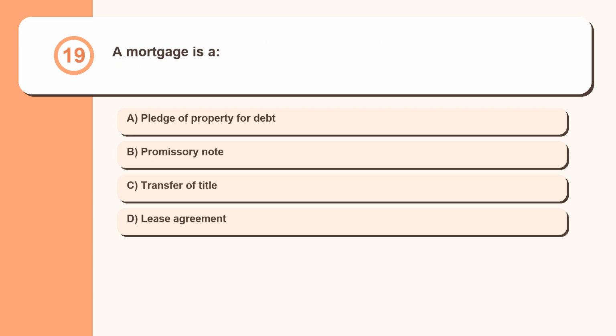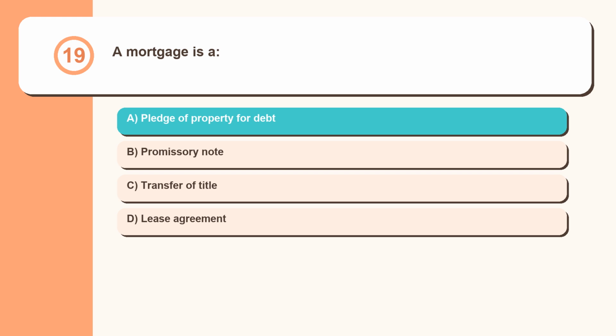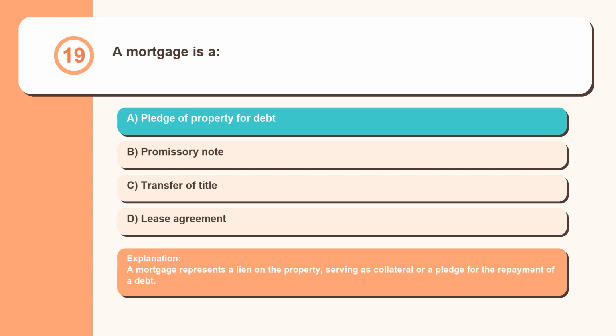Question 19. A mortgage is a pledge of property for debt, promissory note, transfer of title, lease agreement. A mortgage represents a lien on the property, serving as collateral or a pledge for the repayment of a debt.